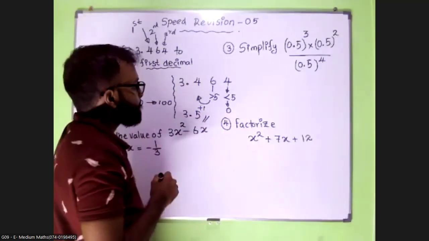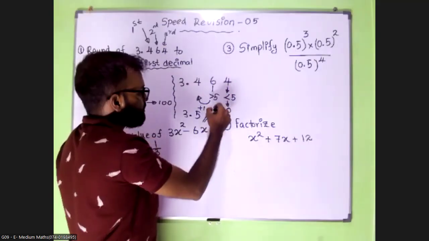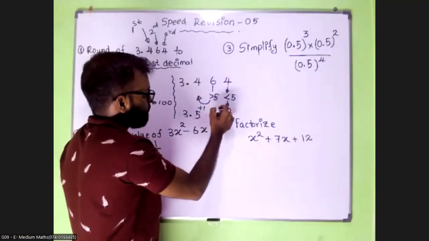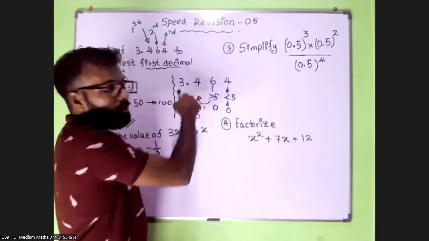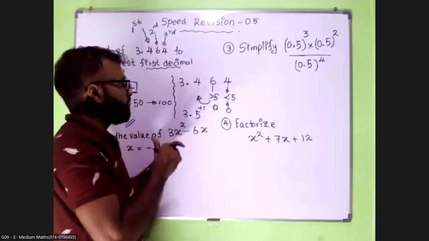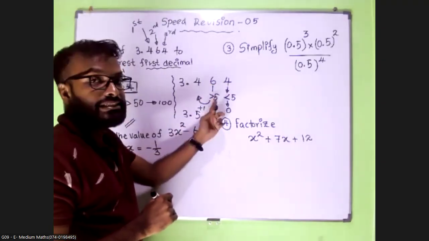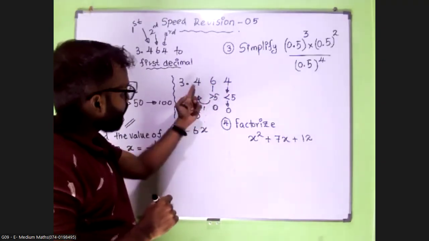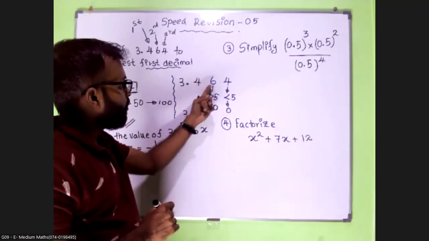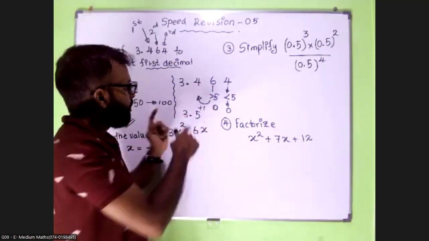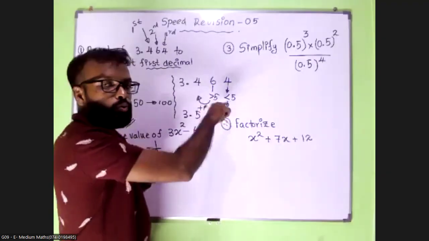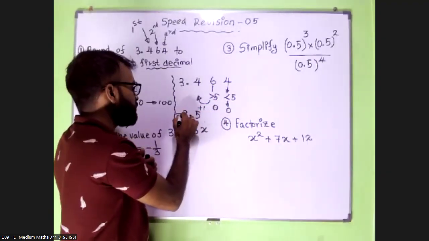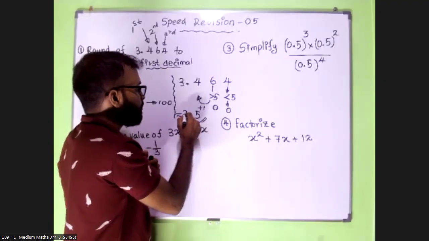Right? This 4 becomes 0, and you are going to add 1 to the next place because this 6 is greater than 5. Then 6 becomes 0. So the final answer will be 3.500. No need to put 00 at the end. So this is approximately equal to 3.5.